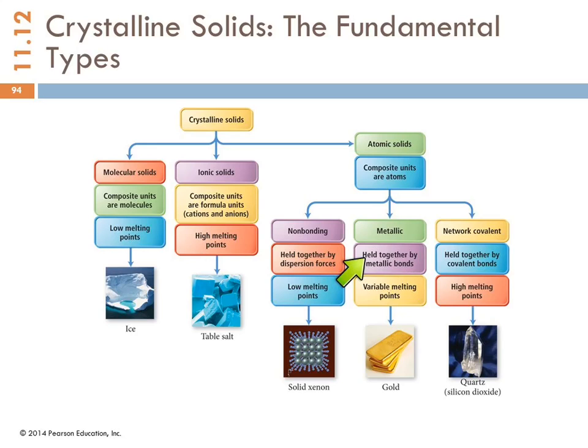Then you have metallic solids, atomic solids. These are held together by metallic bonds. What was the analogy we used for metallic bonds? The electron sea. Each of these metal atoms lets a couple of electrons go, and we've got this pool or sea of electrons that's free to move around all these metal ions, and that's what holds the metal together. So that's going to be relatively strong, but metals have variable melting points. Some of them have very high melting points.